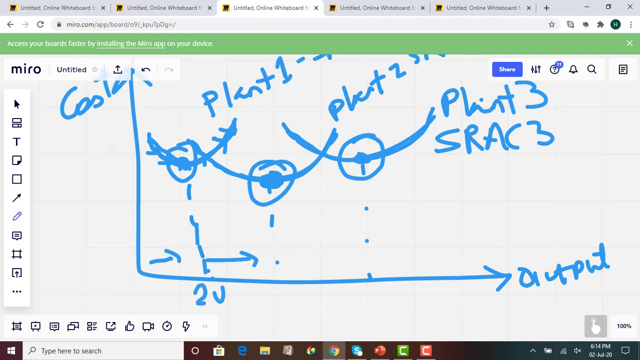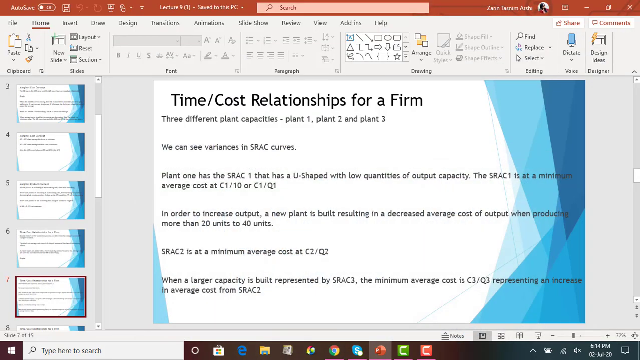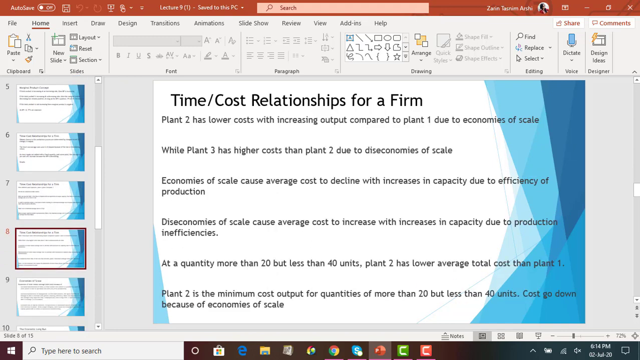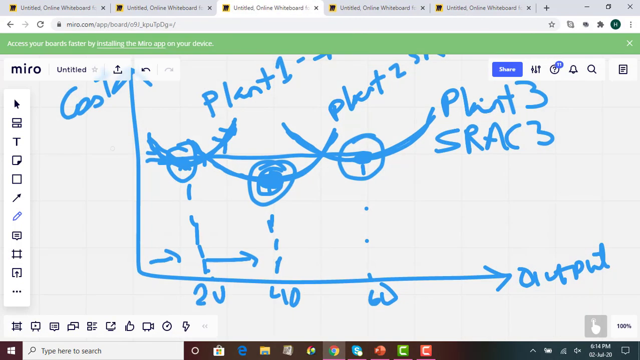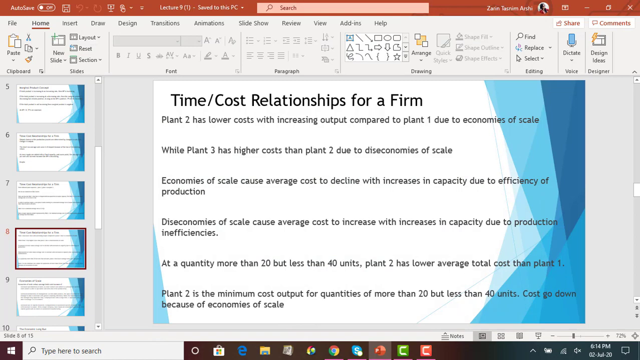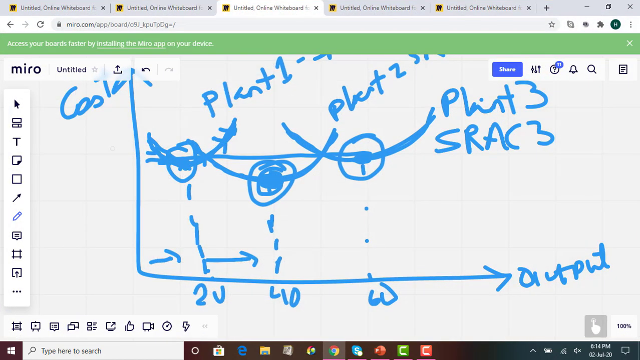This is 20, this is 40, and this is 60. We have even bigger output, but the minimum point here is actually greater than this number, than this point. Okay, so plant 2, if you look at all the 3, plant 2 has the lowest cost with increasing output compared to plant 1, and that is because of economies of scale.